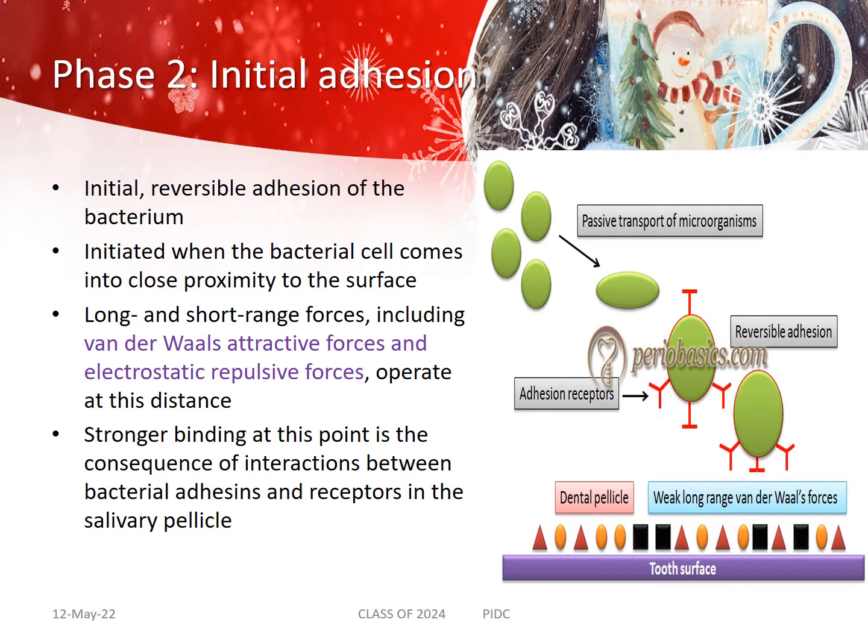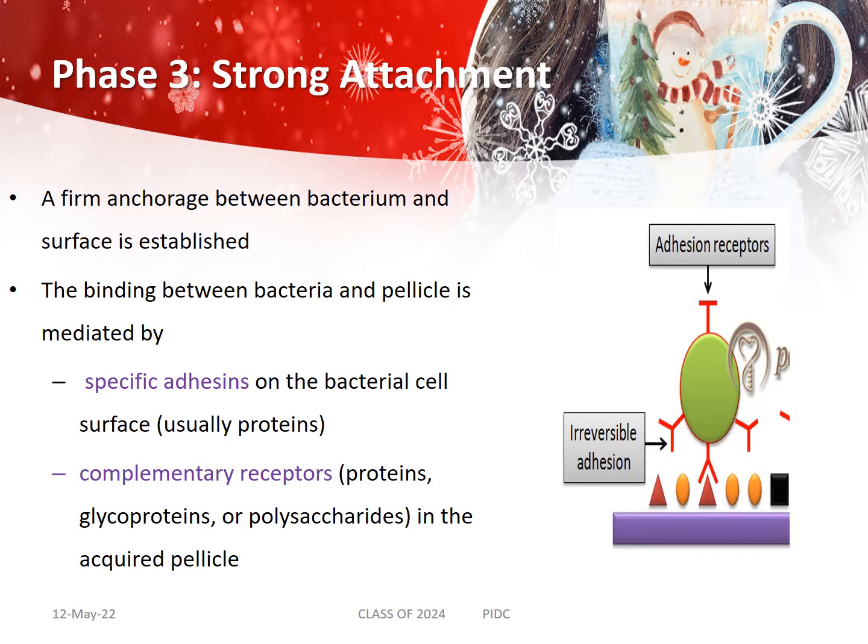Now coming on to the next, the strong attachment stage. As I told you, the receptors which are triangular in shape in the bacterium tend to attach to the receptors which are triangular in shape in the dental pellicle. This attachment becomes stronger in phase 3, wherein it becomes an irreversible adhesion. A firm anchorage between the bacterium and the surface is established. The binding between the bacteria and the pellicle is mediated by specific adhesins on the bacterial cell protein as well as complementary receptors on the acquired pellicle.